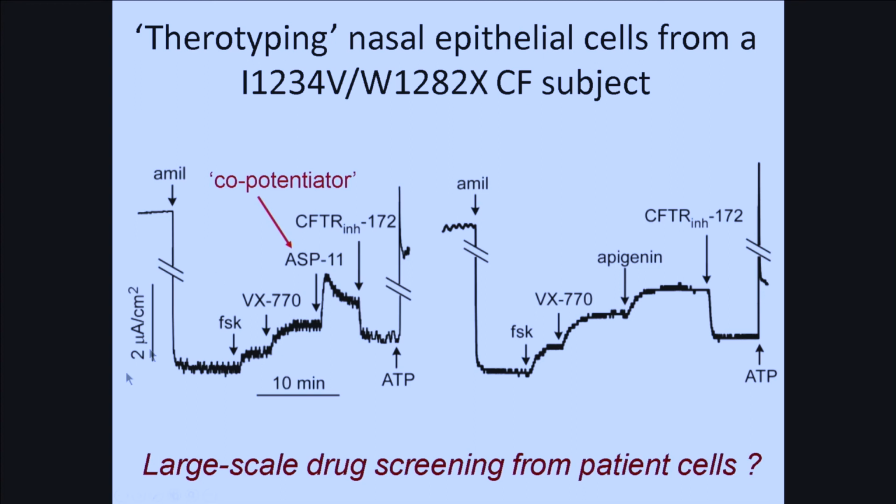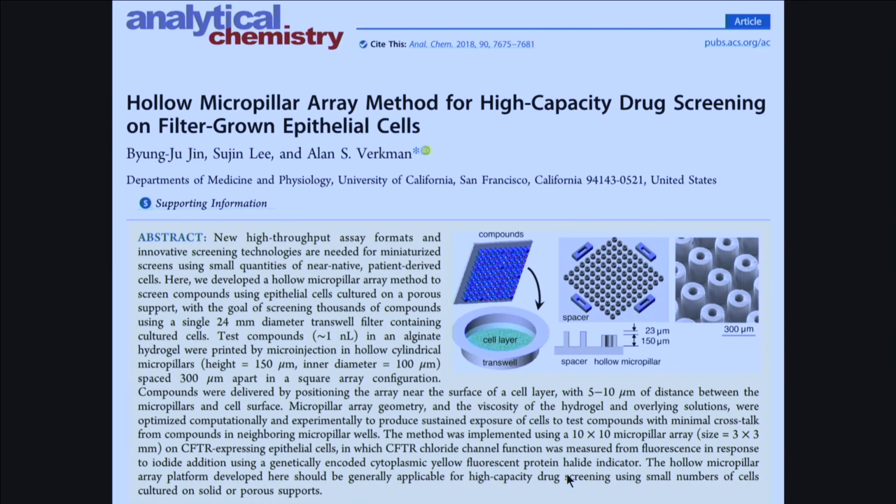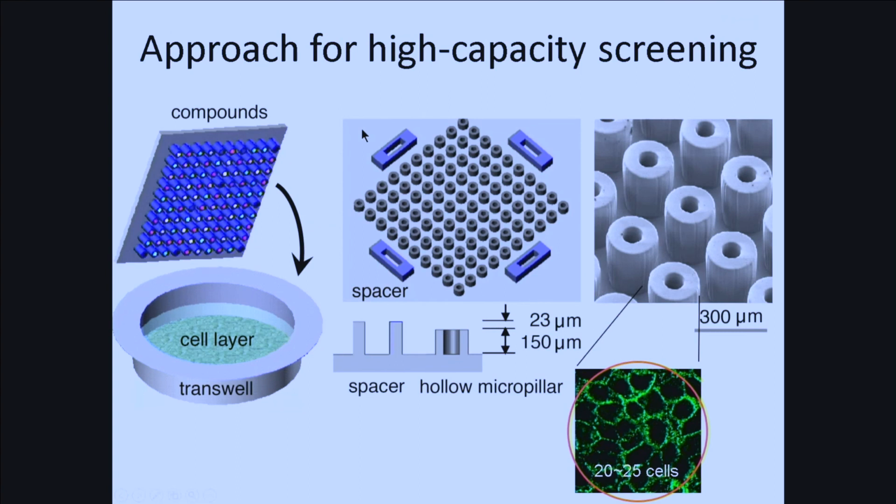But the real goal is to do large-scale screening on patient cells. That is, take a single nasal brushing from a patient and look at even tens of thousands of compounds. And we're clearly not there yet, but we've moved forward in the technology. This is a paper we published last month in Analytical Biochemistry, a hollow micropillar array method for high-content drug screening on filter-grown epithelial cells. And the way this works is we microfabricate what's called a micropillar array of hollow cylinders containing holes, as shown on the right in a scanning electron micrograph.